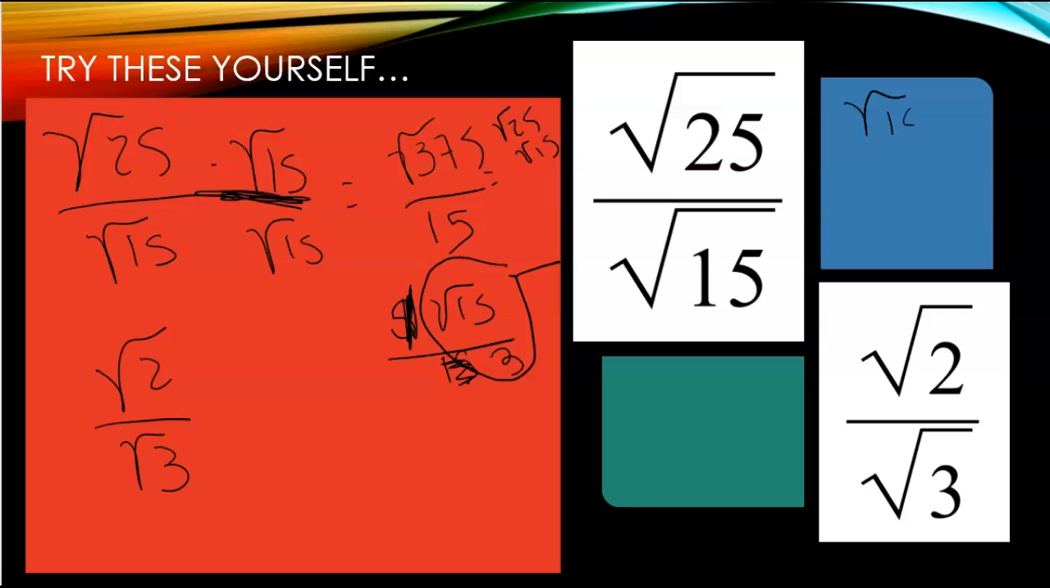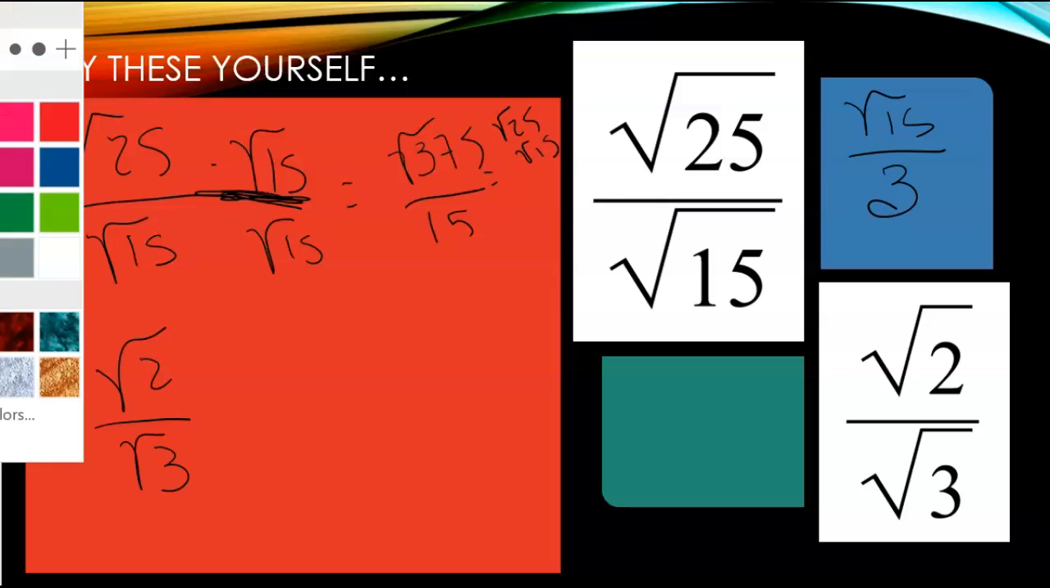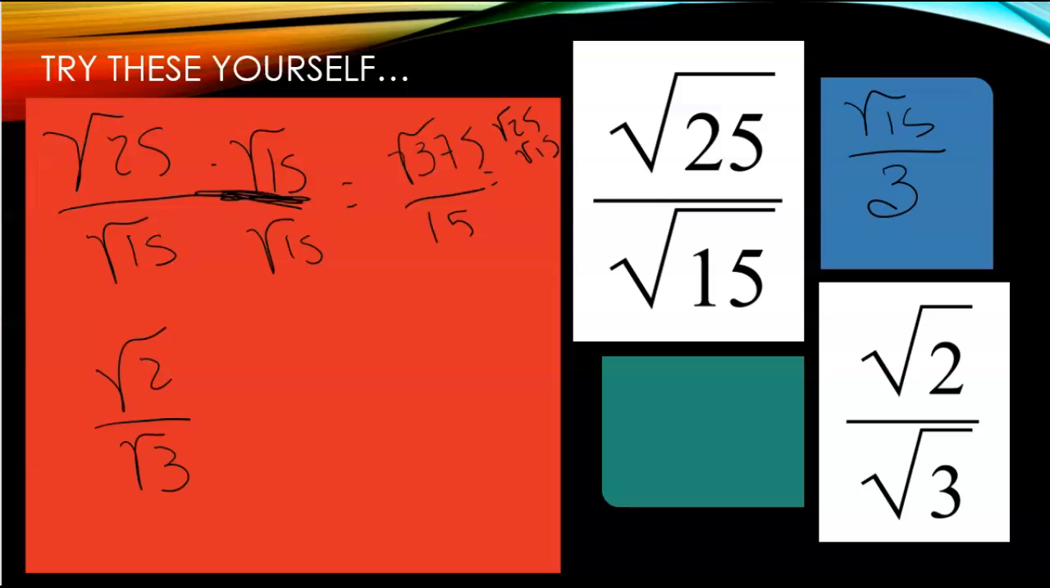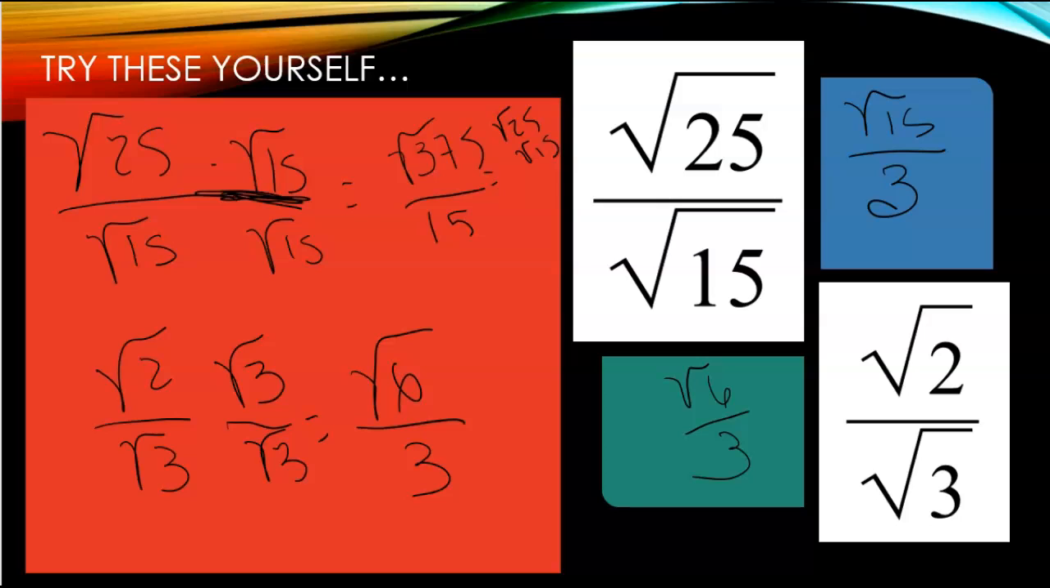Radical 2 divided by radical 3. So we're going to multiply the top and the bottom by radical 3. Radical 2 times radical 3 is radical 6 over 3. That one was pretty easy, huh?